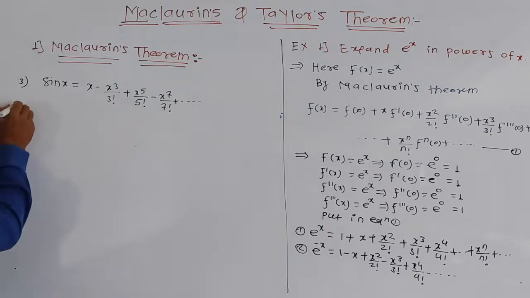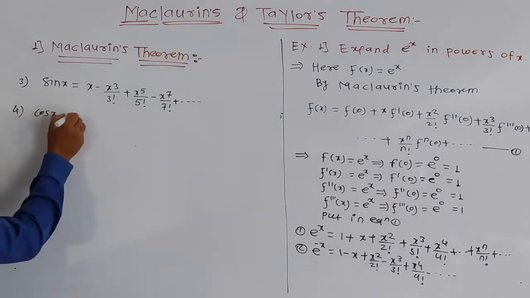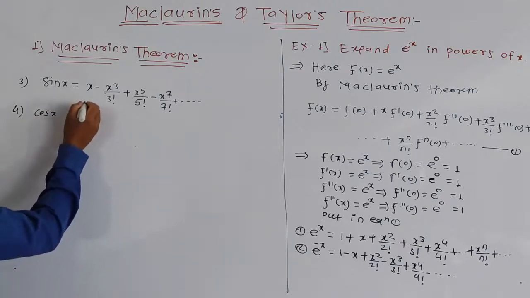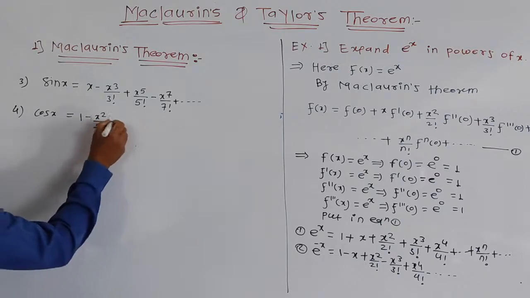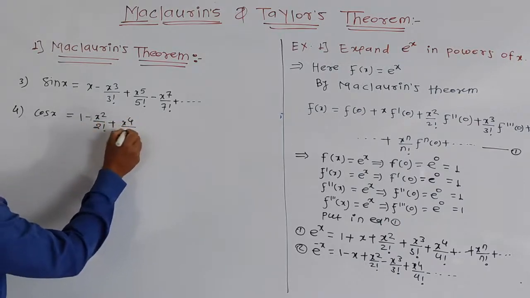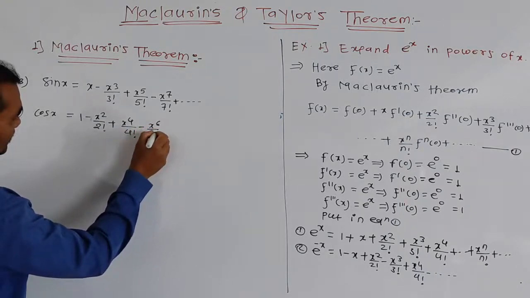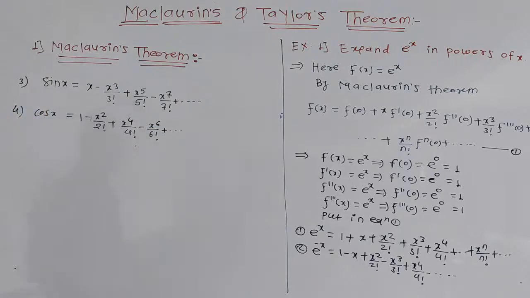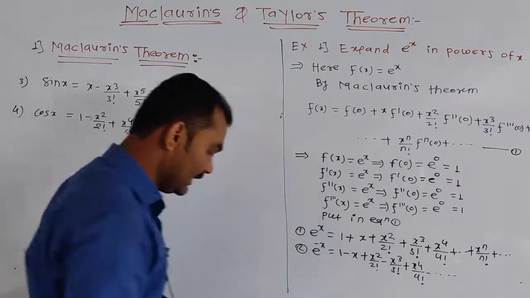The next, 4, cos x, this is 1 minus x square divided by 2 factorial plus x raised to 4 divided by 4 factorial minus x raised to 6 upon 6 factorial plus dot dot dot. This is the expansion of cos x. Okay, the expansion of cos x. Now I will write all the remaining series directly here.